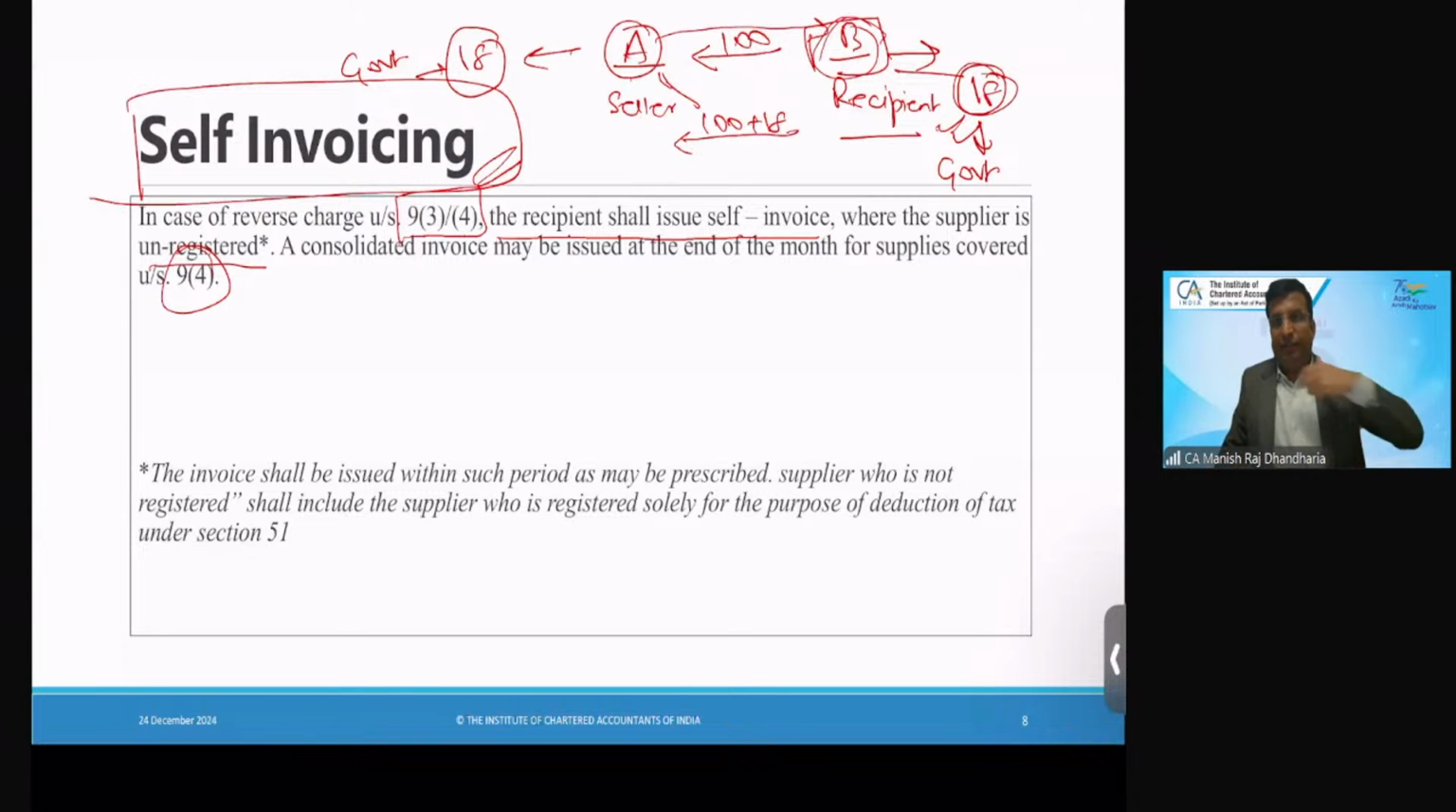I think we can start. Let me take the queries. There are some queries. Someone is asking about compulsory RCM.